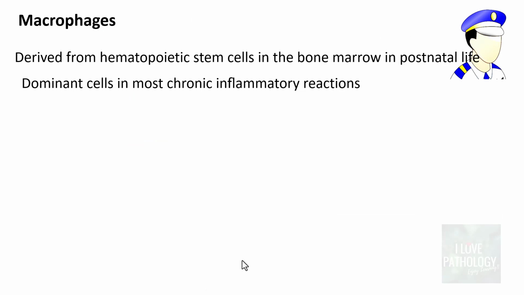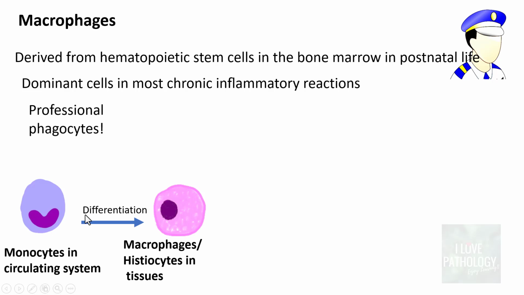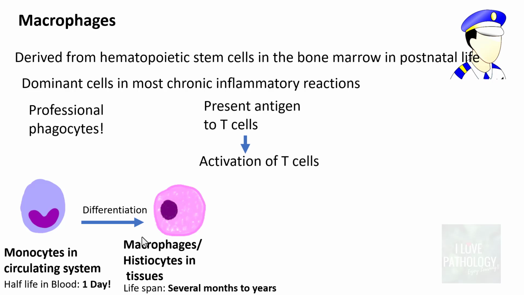Next important cells are the macrophages, which are again derived from the hematopoietic stem cells in the bone marrow in the postnatal life. These are the dominant cells in most of the chronic inflammatory reactions, and they are professional phagocytes. You all know in the peripheral circulation, it's called monocyte. Once it comes to the tissue, it's called macrophages or histiocytes. Why is it important? Because the half-life of monocytes is just 1 day, whereas the lifespan of macrophages may range from several months to various number of years.